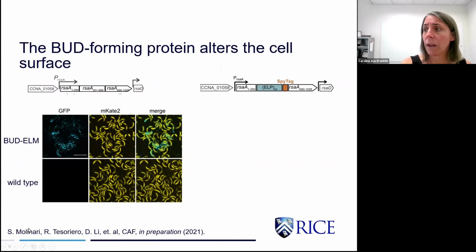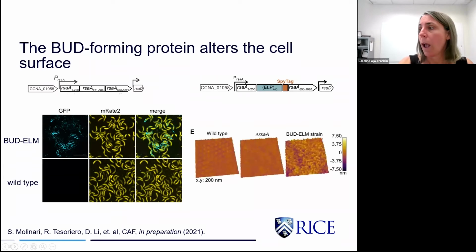The other thing we can do is use atomic force microscopy to dive in and take a closer look at the cell surface. And what we find is that when we look at the wild type bacteria, we see this beautiful hexagonal lattice that is our S layer. If we've deleted it, we see a slightly rougher surface, but with our BUD ELM strain, we see a substantially rougher surface that has projections that are much higher into solution. And that reflects this projection from the ELP on the engineered BUD protein.